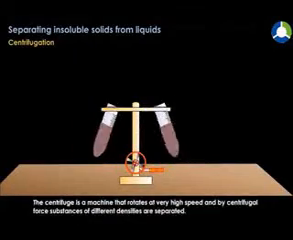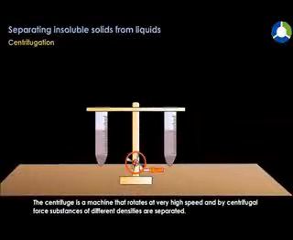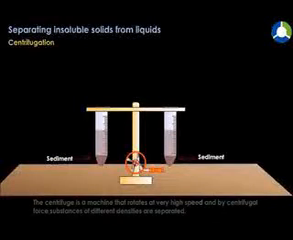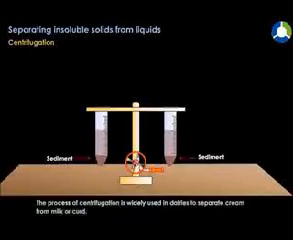Centrifugation. The centrifuge is a machine that rotates at a very high speed, and by centrifugal force, substances of different densities are separated. This method is used to separate suspended particles of a substance from a liquid. The process of centrifugation is widely used in dairies to separate cream from milk or curd.